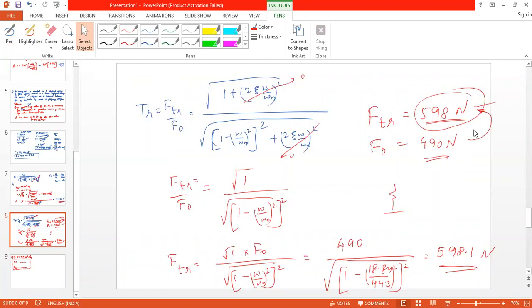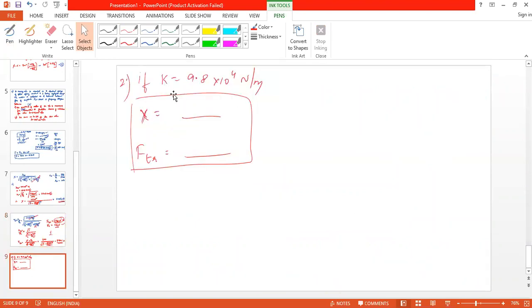So here we can say that the force which is being transferred to the ground is 498 Newton, if K is 1.96 into 10 power 6 Newton per meter. So if I reduce the stiffness to 9.8 into 10 power 4 Newton per meter, what will be the force which is being transferred to the ground? So please calculate and tell me the answer.